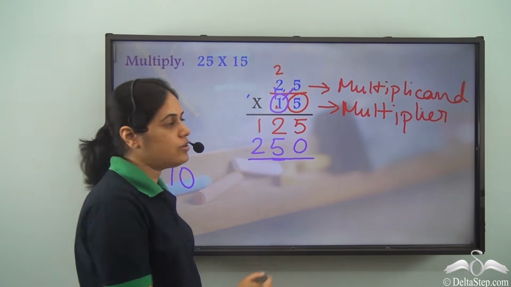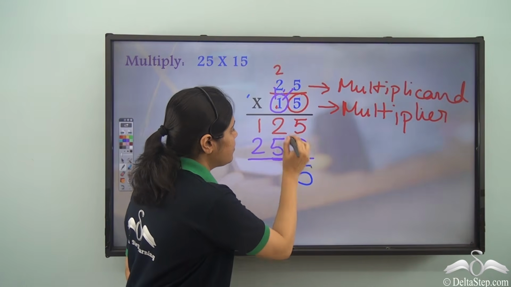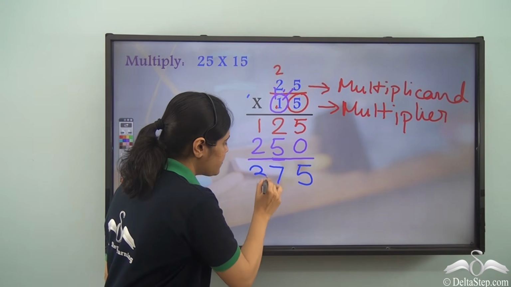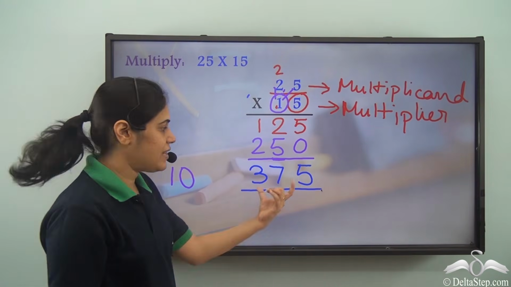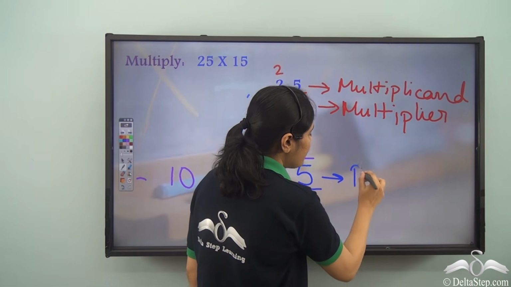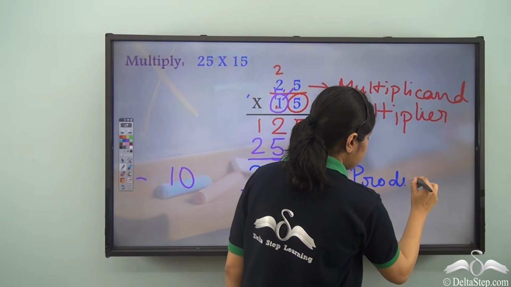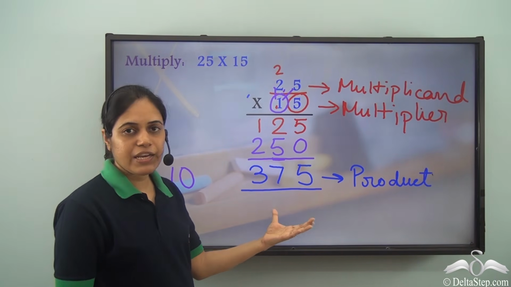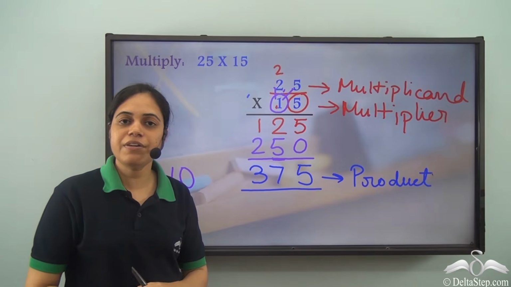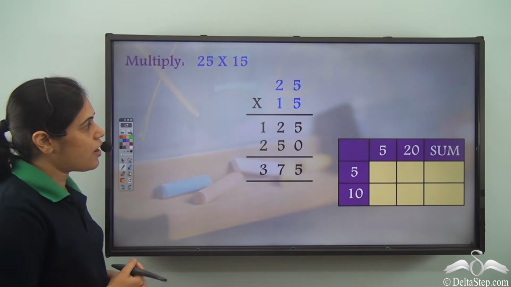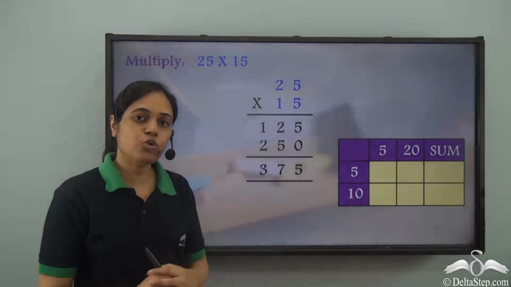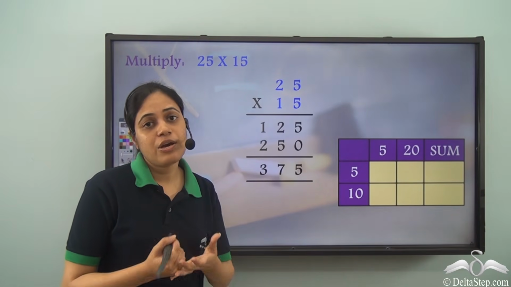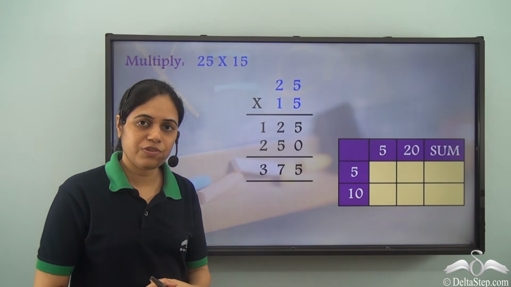5 plus 0 gives me 5. 2 plus 5 gives me 7. And 1 plus 2 gives me 3. And this is the product. So 375 is the product of 25 and 15. This is how I can multiply two two-digit numbers. Now let us see how this system works, why this multiplication works.